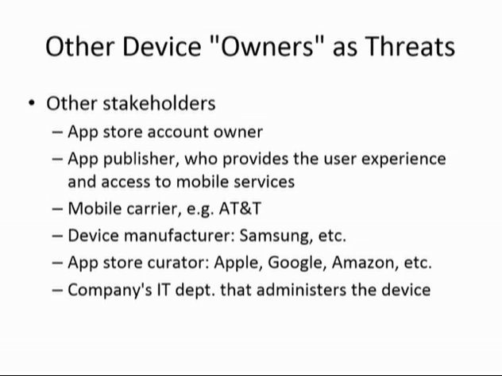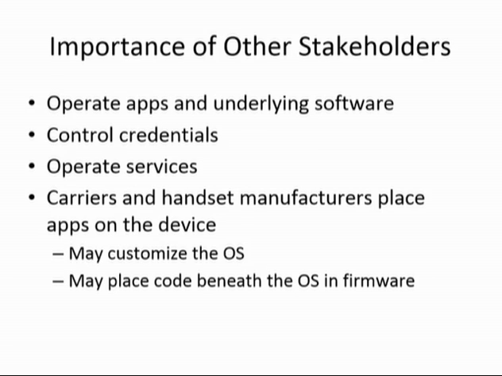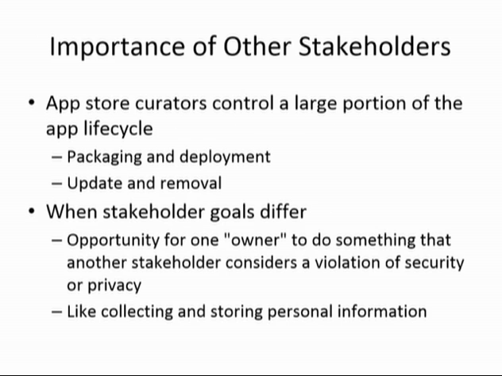And then, of course, your company's IT department that knows you're putting company data on that device, they have a stake in what you're doing too. So all these other stakeholders run the apps and the software. They want to control the credentials, and your carrier and handset manufacturers put apps on the device, and a lot of them are not really your friend either. They're reporting a bunch of data back. That's like Carrier IQ and other things. They may be improving the security or making it worse, and you may not have any control or knowledge of what they're doing. So there's just a lot of people messing with your phone and the apps, and each one of them has an opportunity to affect your security.